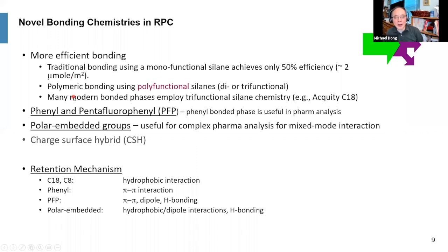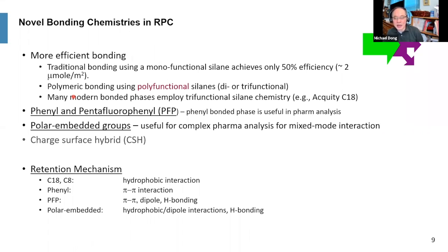There are more and more companies using polyfunctional silane, difunctional and trifunctional silane. I would say a difunctional silane with a dichloro is kind of not common today, right? I think the first Sunfire from Waters was using difunctional silane. The first Atlantis column is called D2, and they found out that it's not very reproducible. Every time you make it more complex, it's less reproducible.